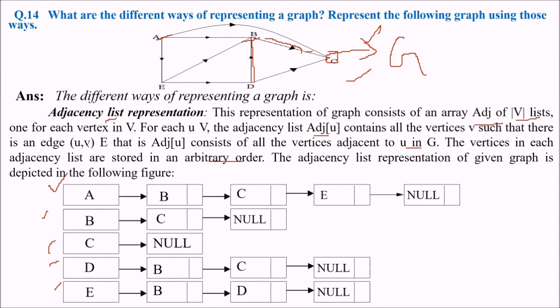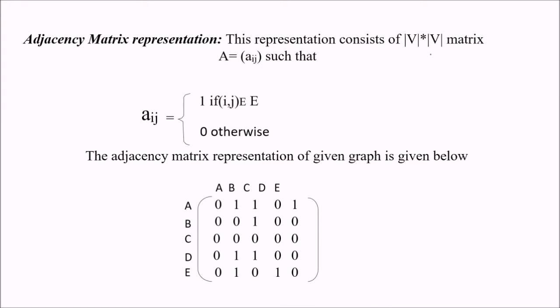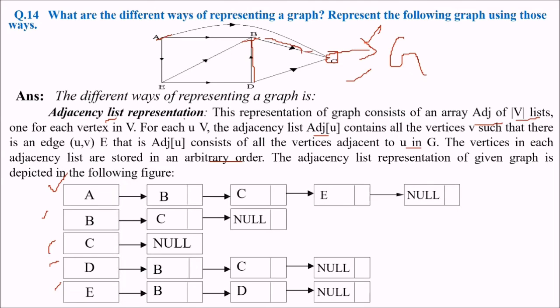So the adjacency list representation of this graph can be represented like this. So I hope you got this adjacency list, and we have adjacency matrix. So these are two representations. Now this is a better form. Adjacency list is a better form because it does not waste the space, as we will see in matrix. But our question was C to E, because there is no path from C to E, we do not place the path. What we are doing is, this representation, the adjacency list contains all the vertices V such that there is an edge, that is ADJ of U consists of all the vertices adjacent to U.